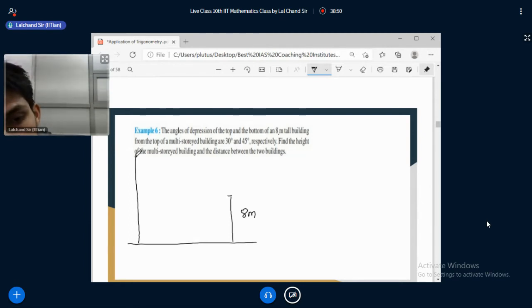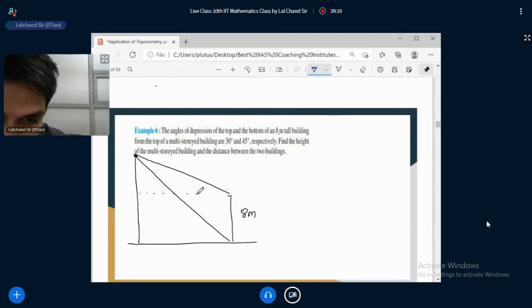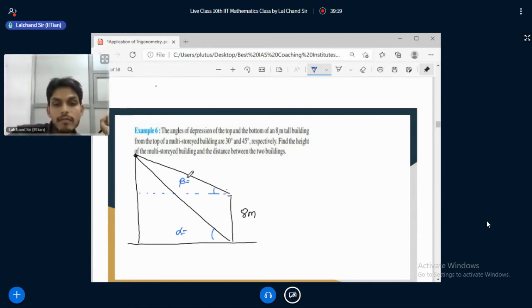Okay, so from the top of this building, there are two angles, to the top and the bottom of this building, in this way. Okay, so can you tell me what is the value of these two angles? This is alpha and this is beta. So can you tell me the value of alpha and beta? What is the value of alpha?